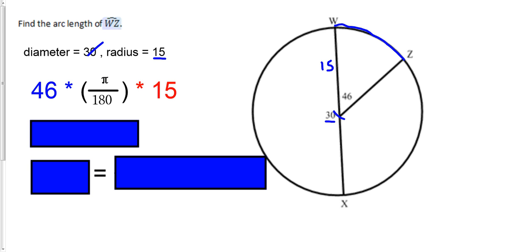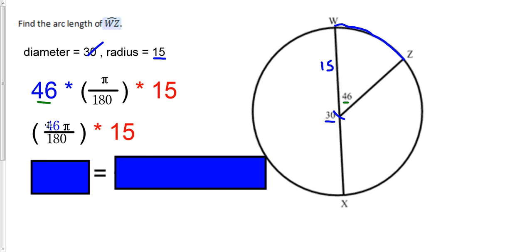Our theta, our angle here is 46. So that goes right here, 46 times pi over 180 times 15, that's our radius. So then we would say, get rid of this, 46 pi over 180 times 15, because we just multiplied this and this. Simplifying all of this down, 46 times 15 becomes 690, so we have 690 times pi over 180.